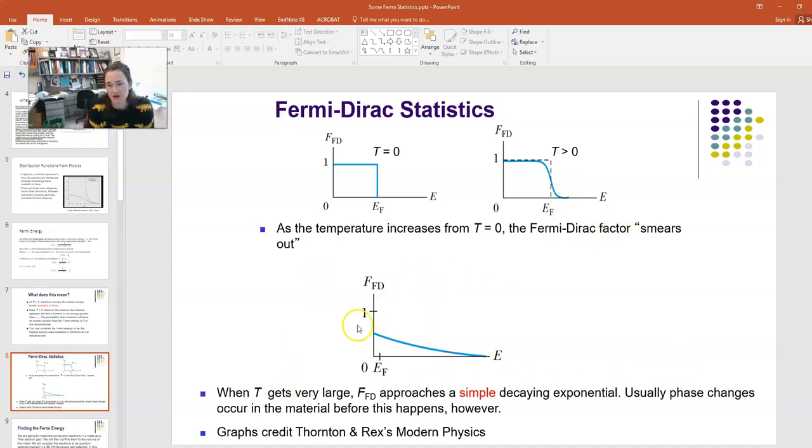If it gets really large, then it's going to look like a simple decaying exponential. But I've got to tell you that this happens at really, really high temperatures, and you're probably going to have phase transitions of your material before your distribution function looks like that. So at reasonable temperatures, this rounded off distribution function is more along the lines of what we're thinking.